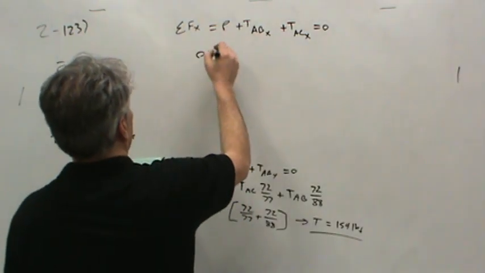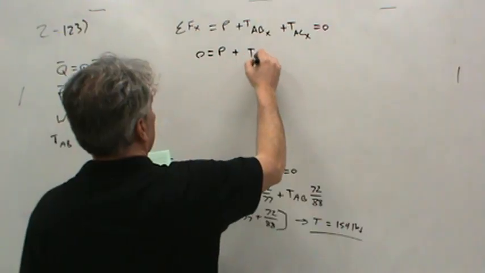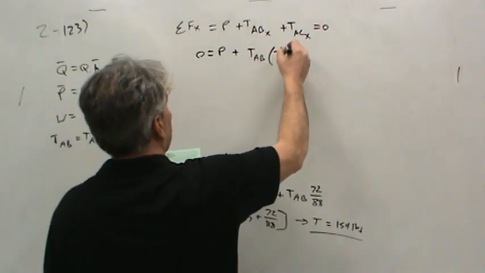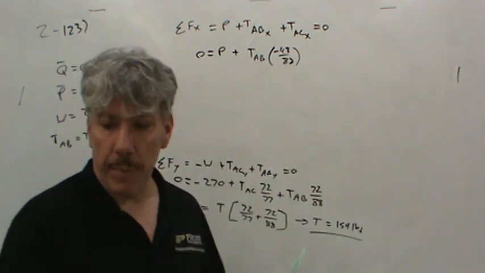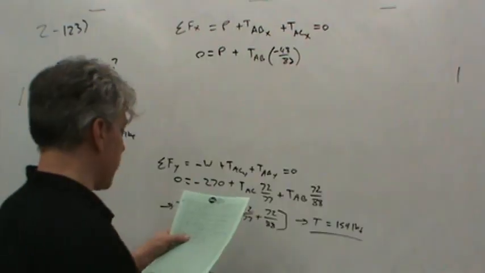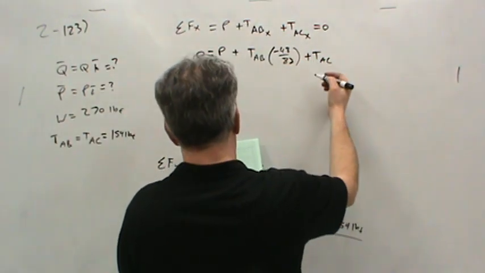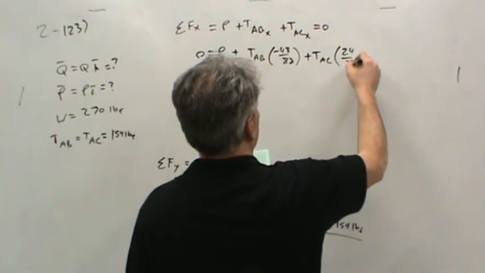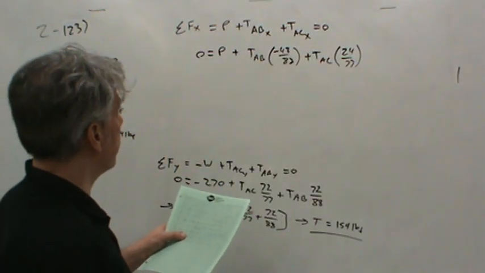So 0 equals P plus TAB, and the horizontal component of AB is a negative component, negative 48 over 88. Because AB, from A to B, points in the negative X direction partially, plus tension AC multiplied by, now AC has a positive X component, so 24 over 77. You'll have to look at the I components of those two vectors to see what I'm doing here.